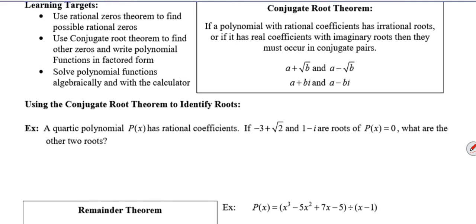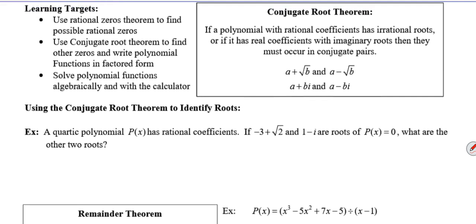The first thing we're going to talk about here is the conjugate root theorem. We've talked about this before. It states that if a polynomial has rational real coefficients but has irrational roots or imaginary roots, then they're going to occur in conjugate pairs: a plus the square root of b and a minus the square root of b, a plus bi and a minus bi. So if you see one of these two roots, you have to know that the other one is going to exist.